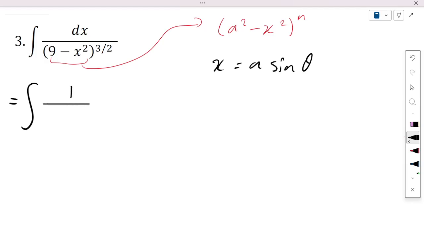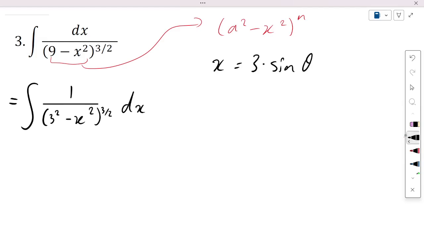It's going to be 1 divided by, and of course we're taking our dx outside like that. And then I'm just going to break it down like this. It's going to be 3 squared, because 9 is a perfect square, minus x squared, which is also a perfect square, raised to the power of 3 over 2. So therefore this indicates to us that our a value is 3. So we're going to substitute 3.